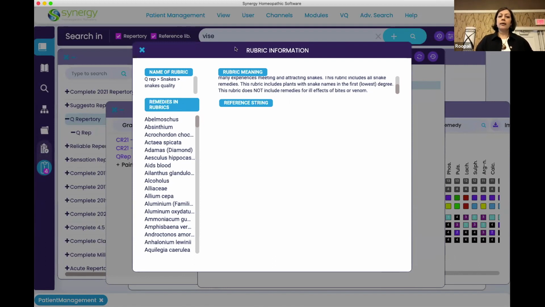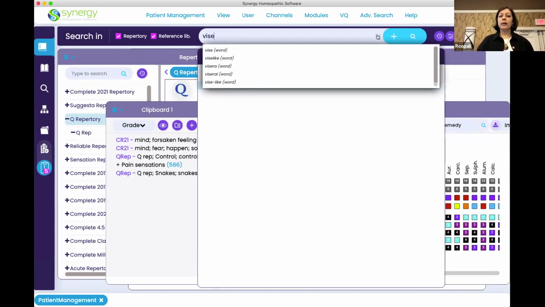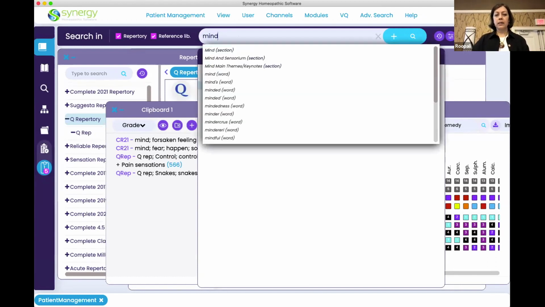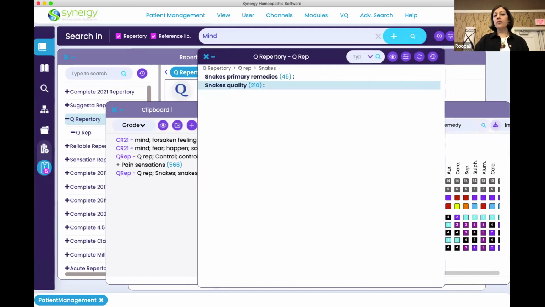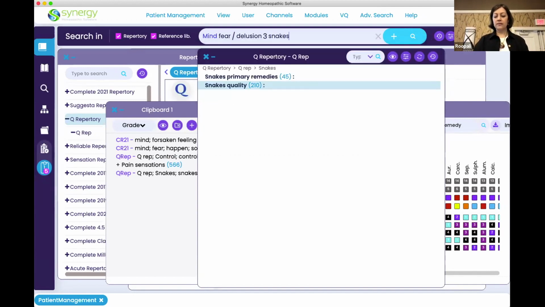So we can experiment with putting that rubric in, and then we can also just go back and talk about fear. Oh, let me put the mind section. So again, I restricted it to the mind section so I don't get it from everywhere. And then delusion within 3 words of snakes. And then let's see what comes up.